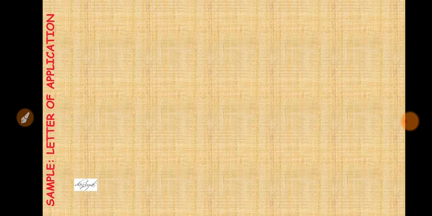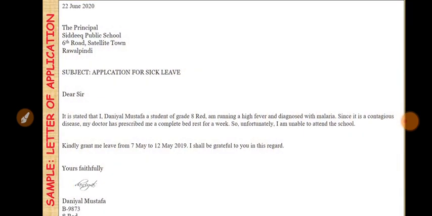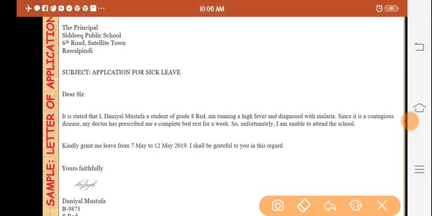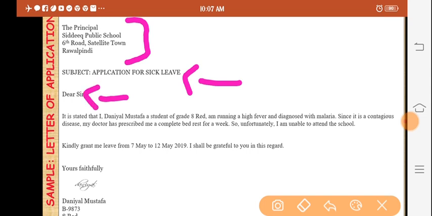Now let's see a sample of letter of application. This is the sample of letter of application, and I would like to show you with a pen. Now this one is your starting format. Here you are writing the designation of the recipient along with the address. Then you're writing the subject. If you see the subject again, it's written in block letters, simply stating why you're writing, application for sick leave. Then you are writing the salutation, dear sir, worthy sir, respected sir.